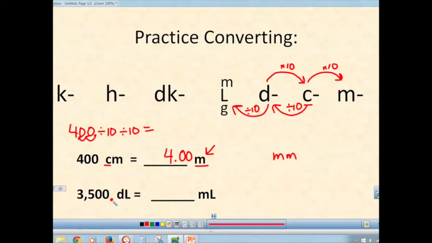When you multiply by 10, you are multiplying by 10 and moving the decimal to the right one space. Multiply by 10 again, moves the decimal to the right again. And now you have two zeros you can fill in, and you get 350000. Go back and put your comma in there.